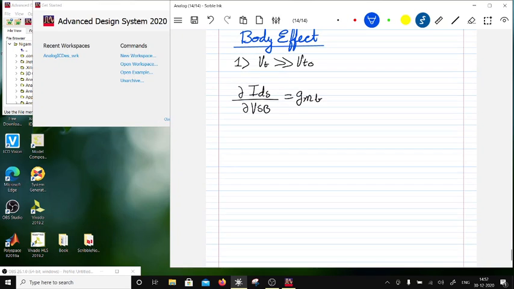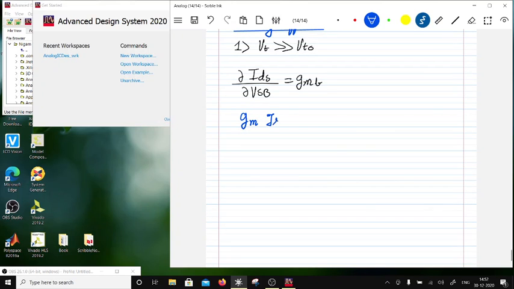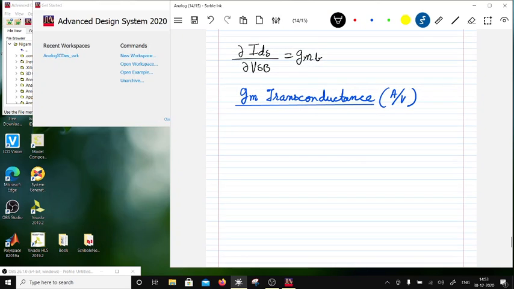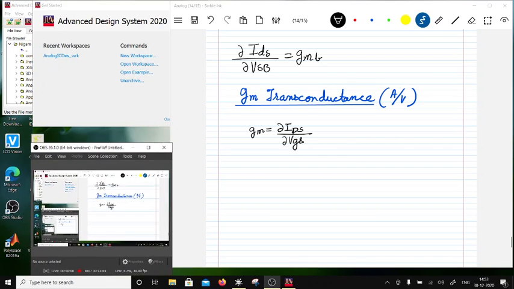So now let's see what the various components in a small signal model are. One is GM, which is called transconductance, and its unit is going to be ampere per volt. This is very simple here. GM is going to be equal to dou IDS by dou VGS. Am I right? Let me see if I'm recording. Yeah, it is recording.